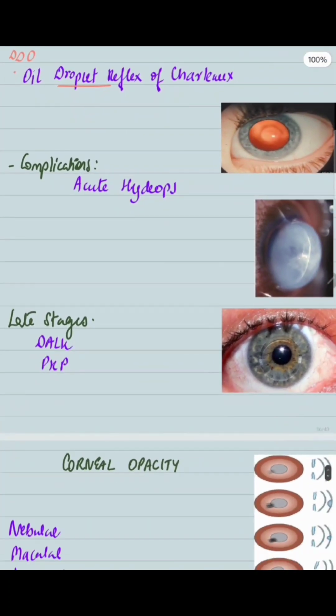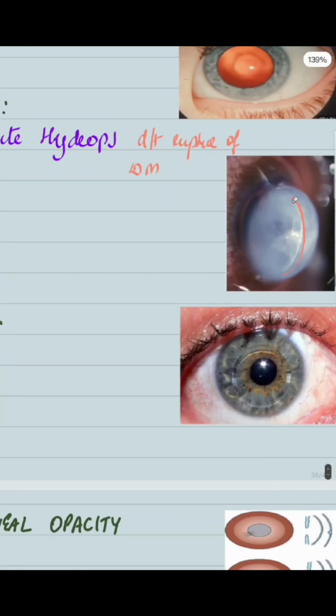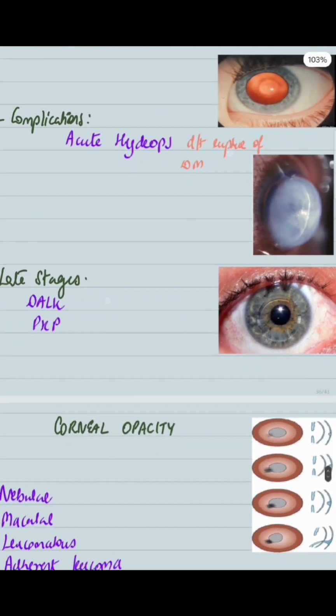Then complications include acute hydrops, that is due to rupture of Descemet's membrane, especially seen in Down syndrome. Okay, this is acute hydrops here due to rupture of Descemet's membrane. It is usually more common in Down syndrome.